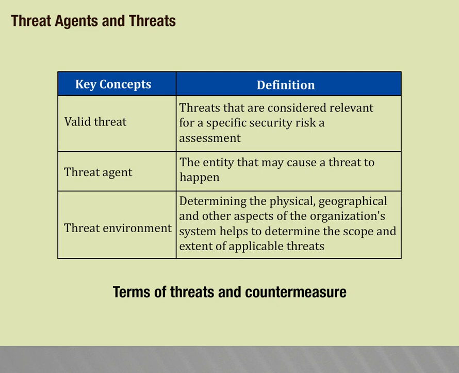Key concepts, definition. Valid threat. Threats that are considered relevant for a specific security risk assessment. Threat agent. The entity that may cause a threat to happen. Threat environment. Determining the physical, geographical, and other aspects of the organization's system helps to determine the scope and extent of applicable threats.